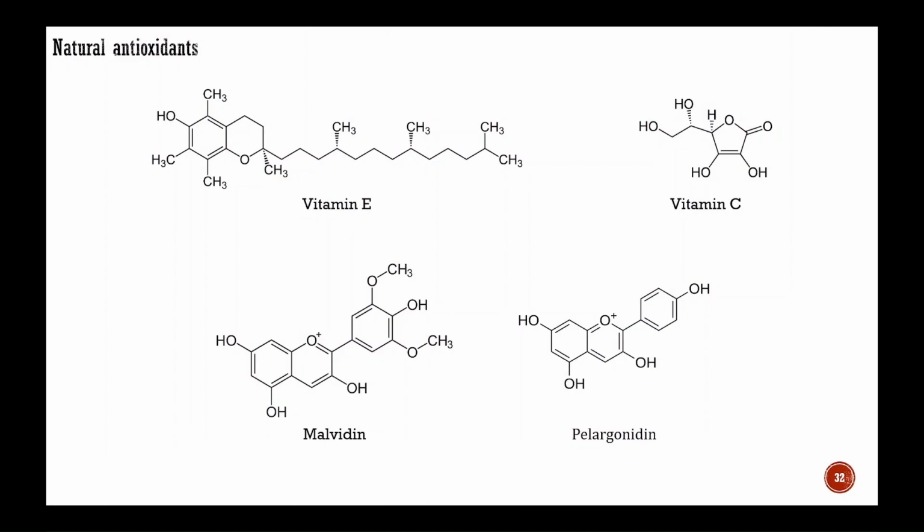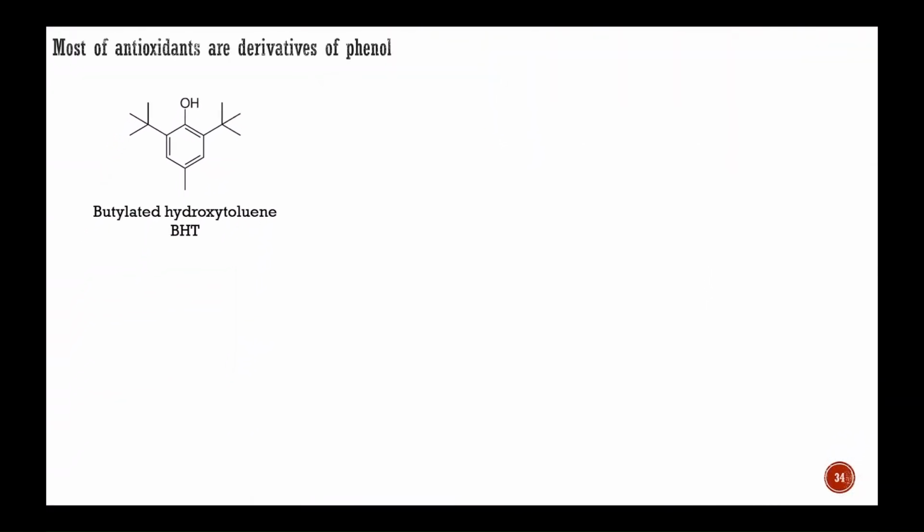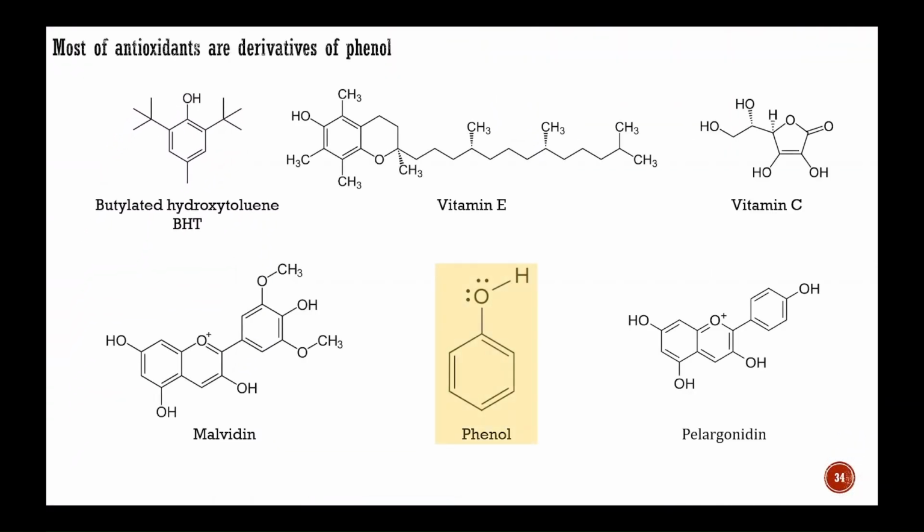Naturally occurring antioxidants include vitamin E, vitamin C, and flavonoids. There are also many synthetic antioxidants, such as butylated hydroxytoluene, commonly abbreviated as BHD. Synthetic antioxidants are added to packaged and processed foods to prevent oxidation and spoilage. Vitamin E and BHD are radical inhibitors, meaning they terminate radical chain mechanisms by reacting with radicals.